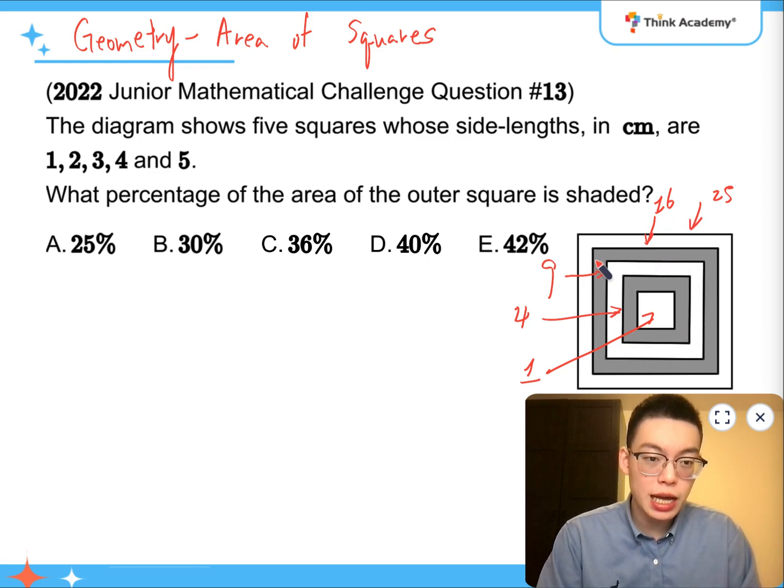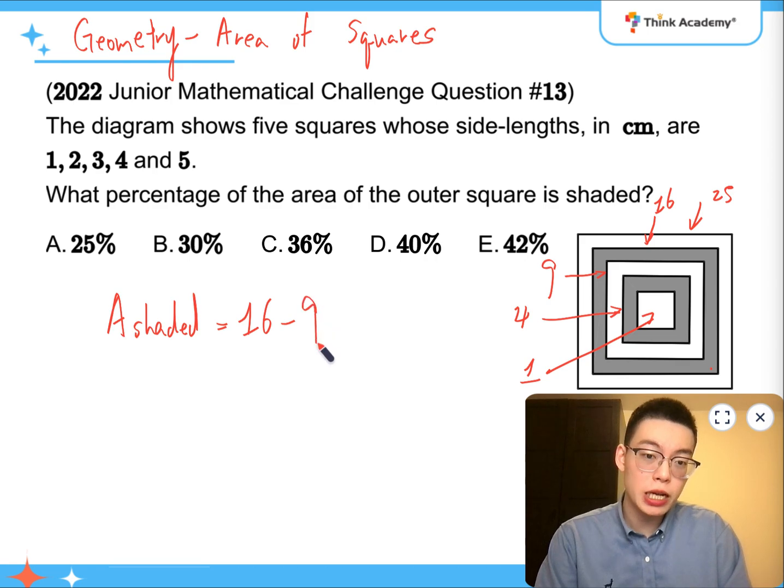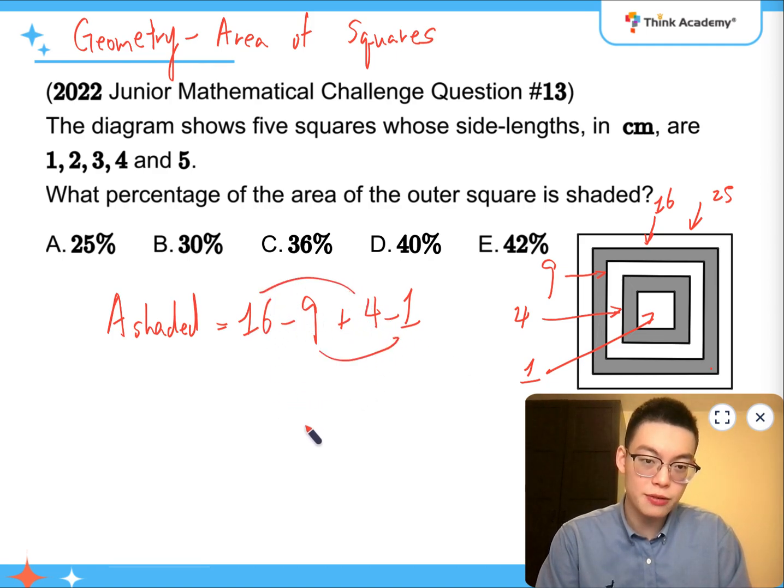We can see that the shaded area is the second largest one, take away the third largest one, adding the fourth largest one, take away the smallest one, right? So we know that the shaded area is 16 take away 9, adding 4 take away 1, which is 20 take away 10. So that's 20, that's 10, right? So that's 10 as the answer. And of course the unit is centimeter squared, but doesn't really matter because we are looking for the percentage.